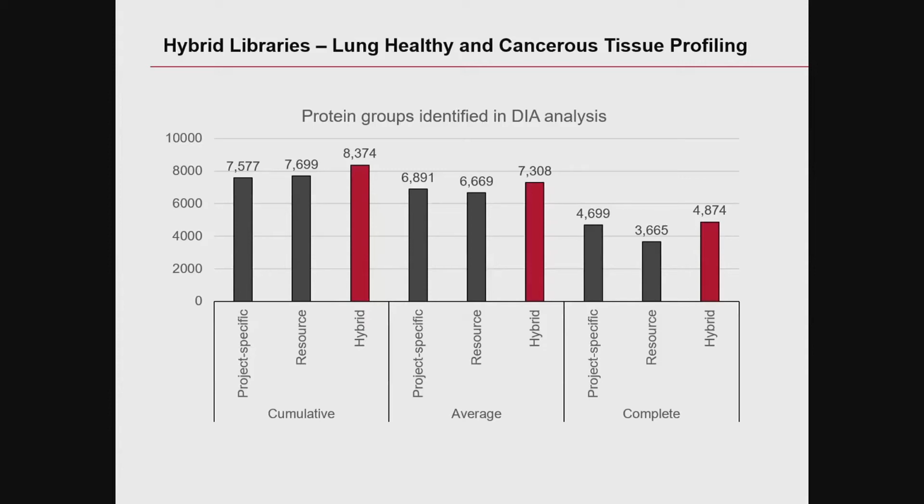Applied to the data, it looked as shown here. So this is now a bit more detailed comparison. On the left, the project-specific library. This we did really quite extensively. I think it was 30 runs, 30 fractions. Then the resource library and then the hybrid library. And we show this for cumulative protein identifications, so over the complete experiment, always with a 1% protein FDR. Then in terms of average IDs and in terms of complete IDs. And quite striking in this example here, the hybrid library always performed best. It's not a huge difference, but especially in terms of the consistency compared to the resource data, it's quite a big difference.